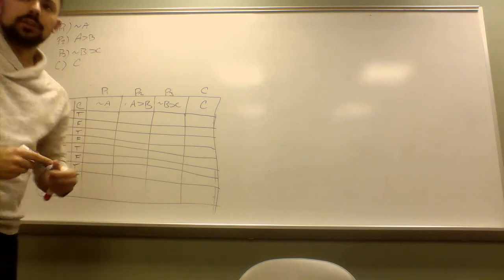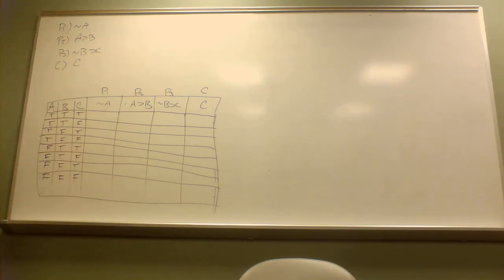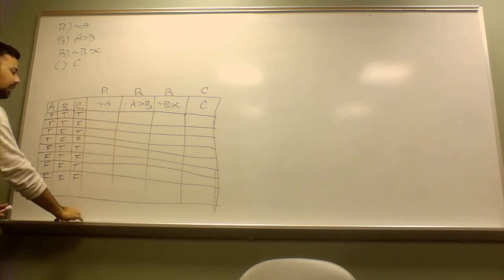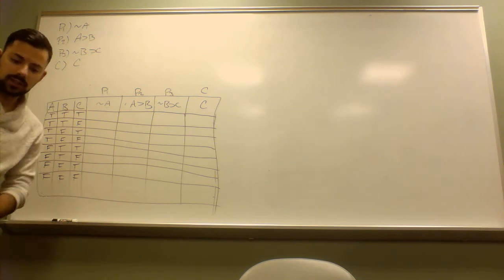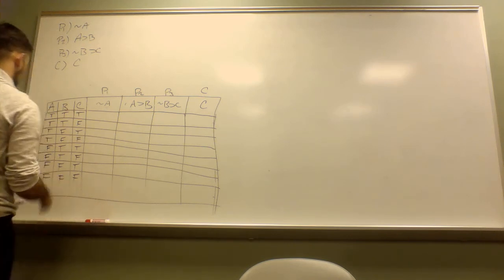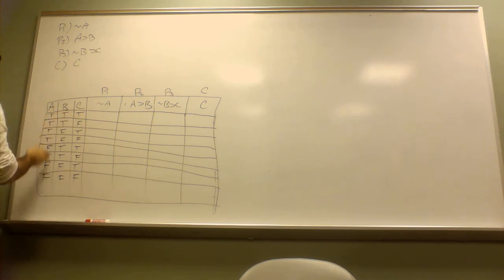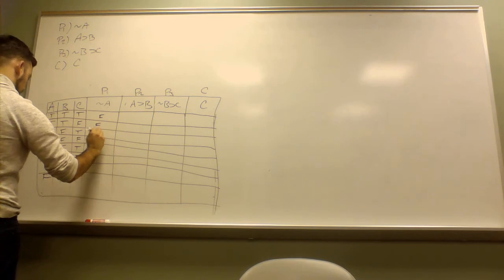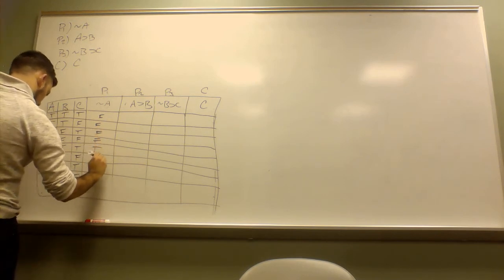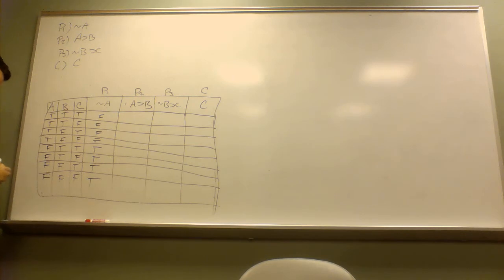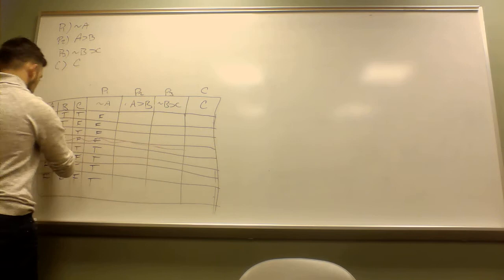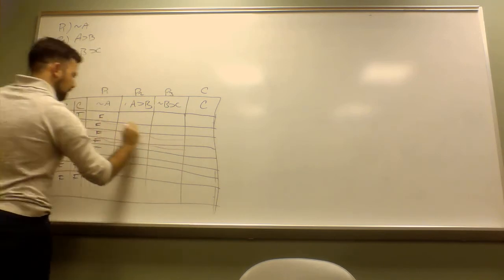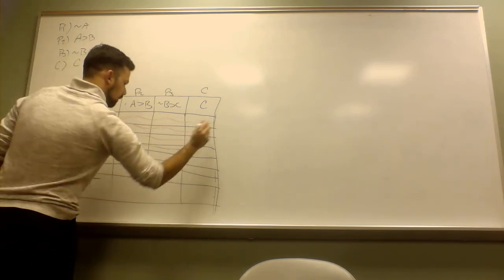Okay, so let's go ahead and do this then. Well, now we have a good one, right? So the first premise is not A, right? So that means it's going to reverse the truth value. Whenever A is true, it's going to be false. Whenever it's false, it's going to be true. So here we have false, true, false, true. Oh, we lucked out, right? The first four rows here are irrelevant to us because the premise is false.